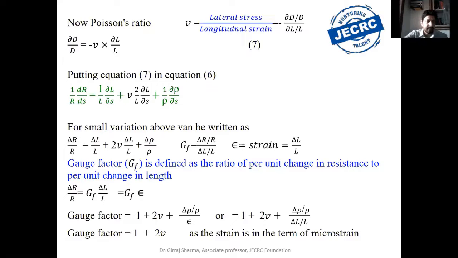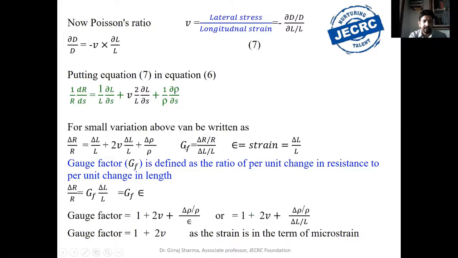Del 1 by R del R by del S is equal to 1 by L del L by del S plus V multiplied by 2 by L del L by del S plus 1 by rho del rho by del S. Now, if the variation is very small with respect to stress, we can substitute del R by del S with delta R, del L by del S with delta L, and del rho by del S with delta rho. Hence, we can get the expression delta R by R is equal to delta L by L plus 2V delta L by L plus delta rho by rho.